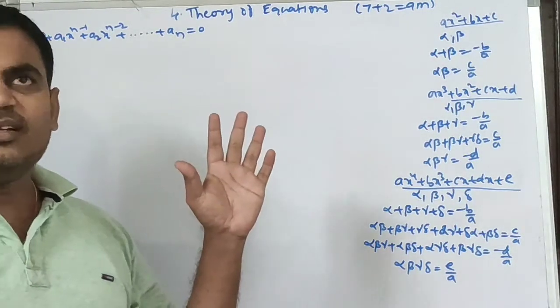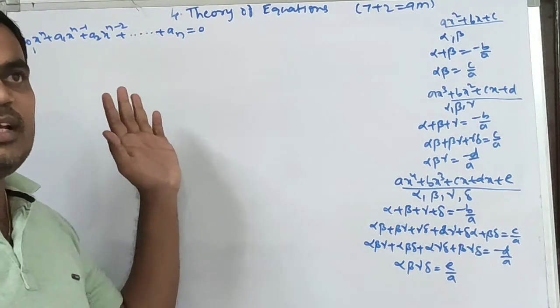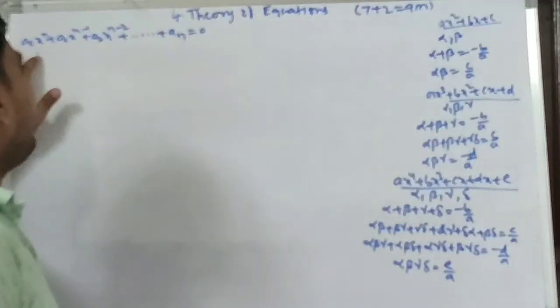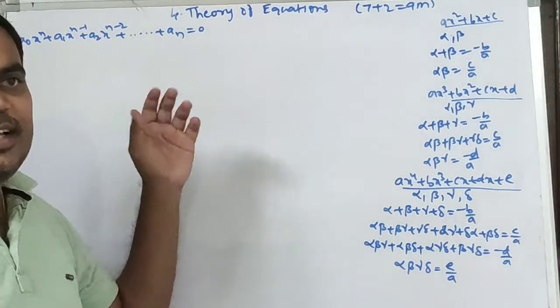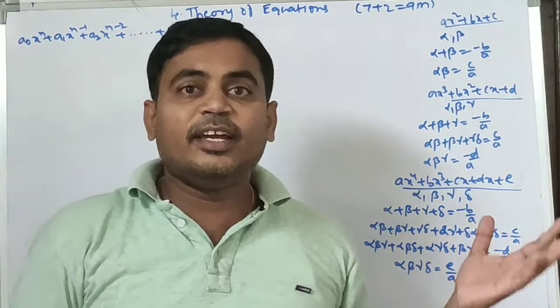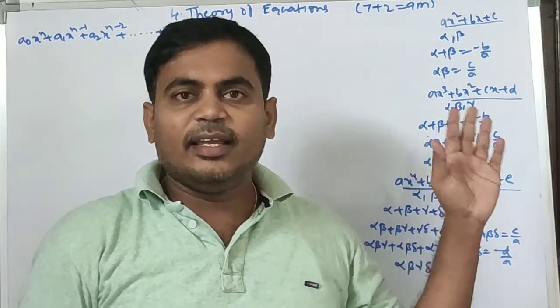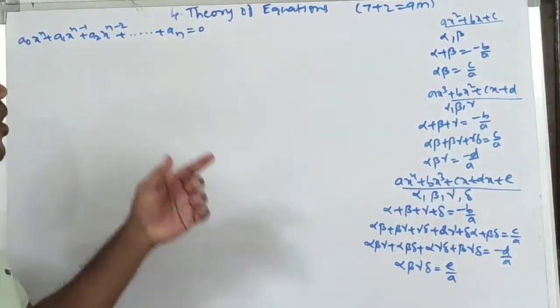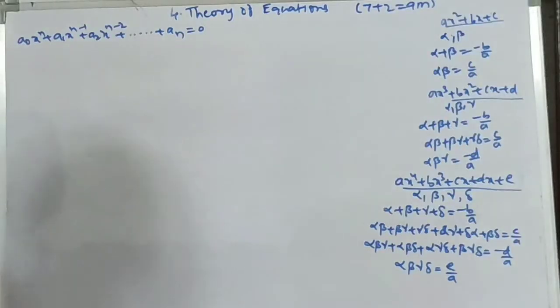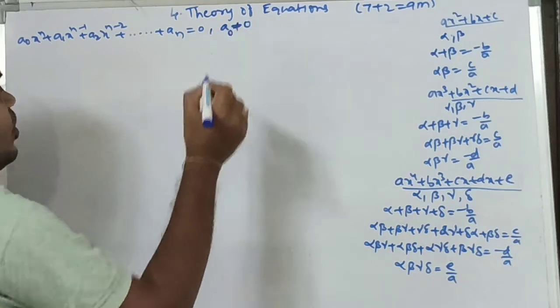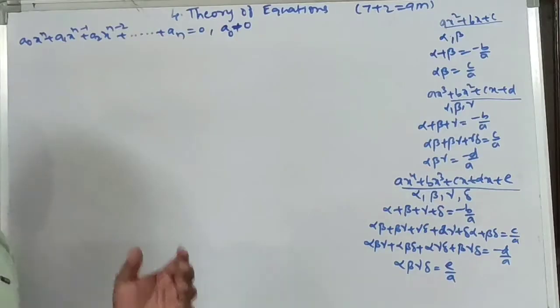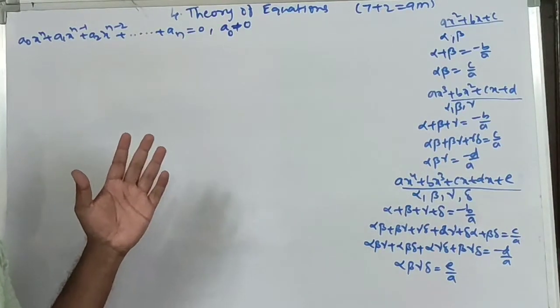So the general polynomial of nth degree is a0 x^n + a1 x^(n-1) + a2 x^(n-2) + and so on up to an. This is a general polynomial of degree n, not quadratic, and it is of degree n when the highest power coefficient a0 is not equal to 0. So we are finding the relation between zeros, which is nothing but roots, and coefficients.